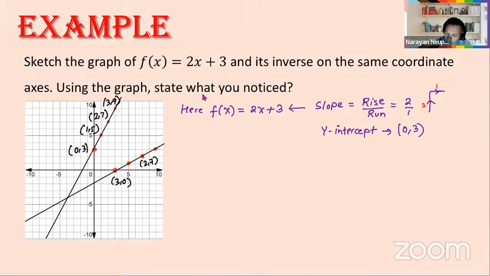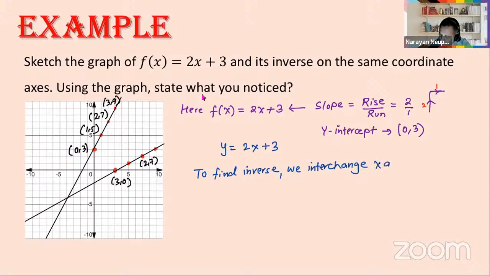If you try to find the inverse, let's see what will be the inverse. You can see to find the inverse, we have y equal to 2x plus 3. To find inverse, we interchange x and y. That's what we know from the previous example. And we can do that because this is a one-to-one function. It's a linear function. So it becomes 2y plus 3 equal to x. Because for 2x plus 3, we write 2y plus 3. And for this y, we write x.